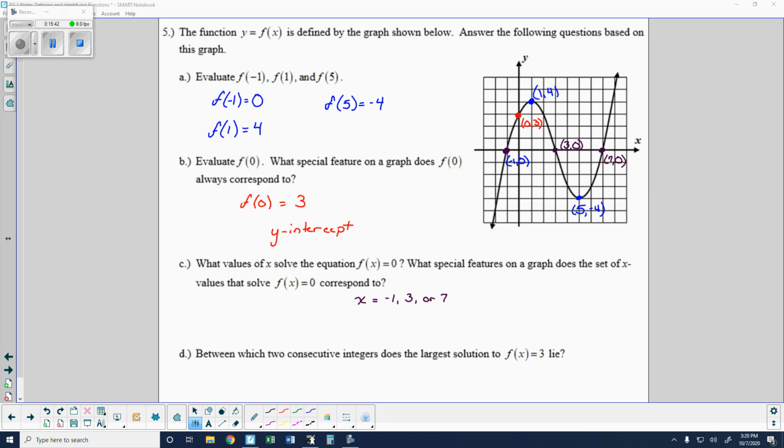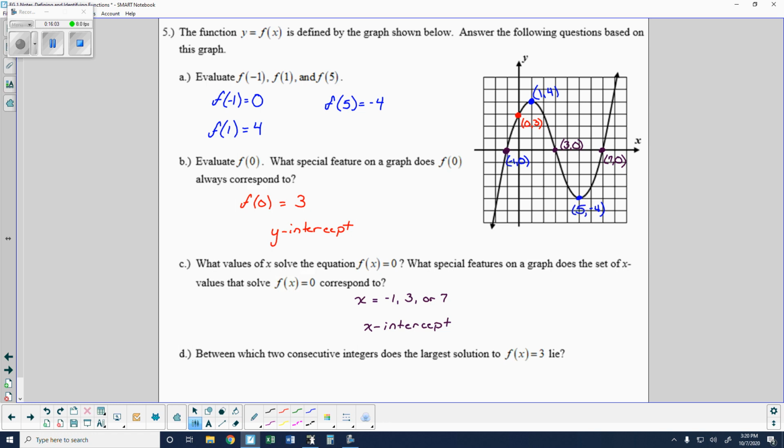What special feature is this? Well, each of these are on the x-axis. This is the x-intercept. So anytime f of 0 is being found, we're finding the y-intercept. Anytime f of x equals 0 is being found, we're finding the x-intercept.